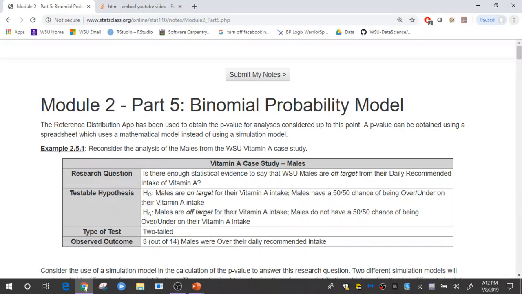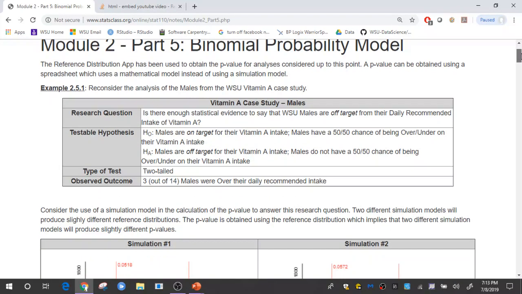So up to this point, we've been using the reference distribution app to obtain our p-values. We can also use a spreadsheet to obtain these p-values. And the spreadsheet actually uses a binomial probability model for its calculations. So let us first reconsider the analysis of the males from the WSU Vitamin A case study.